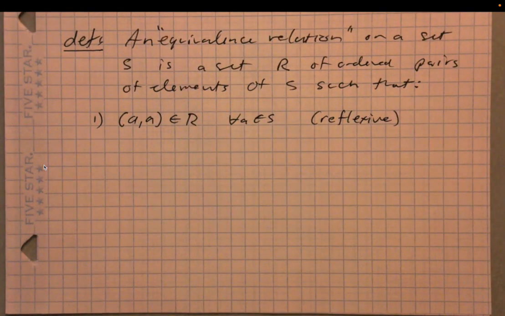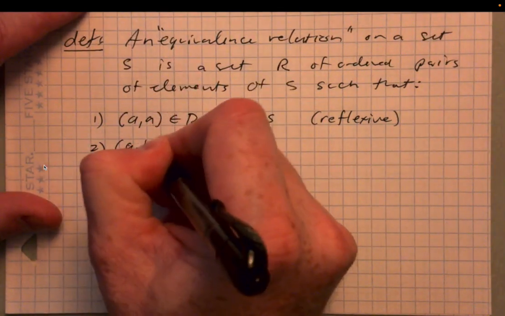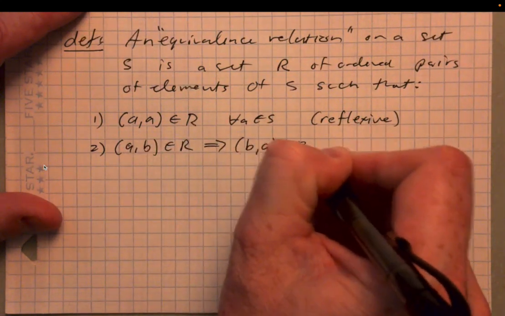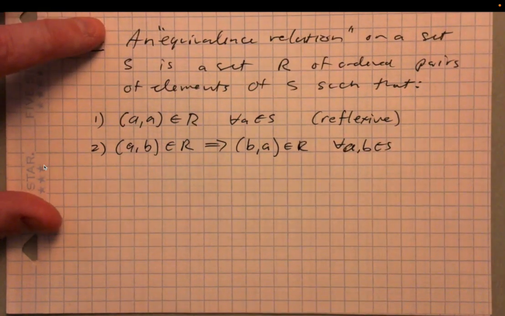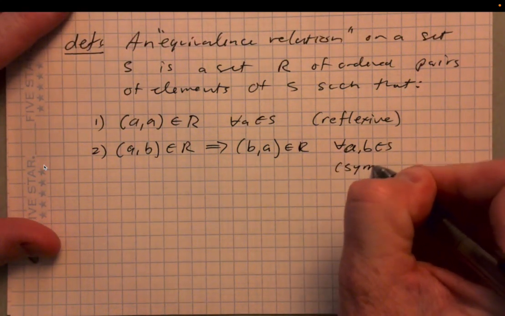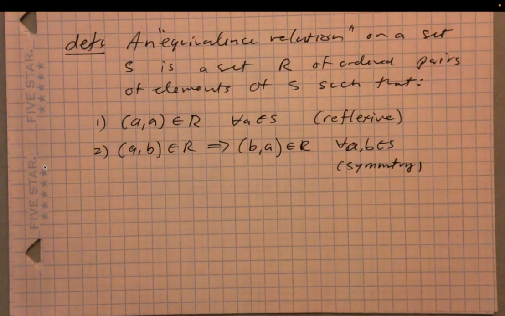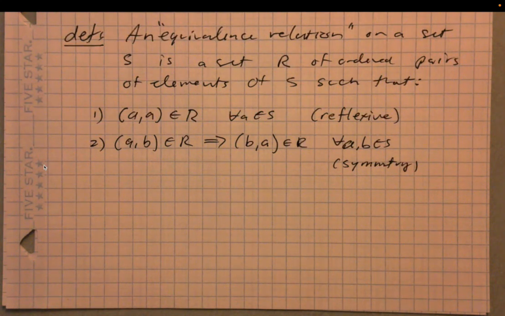Okay. The second thing that we require is that if (a, b) is in the relation, then (b, a) must be in the relation as well, for all a, b in S. Now what is this called? Well, this is symmetry. So the relationship has to be symmetric. If a is equivalent to b, then given that it's an equivalence relation, we require b be equivalent to a. So there's a symmetric-ness to the relation.